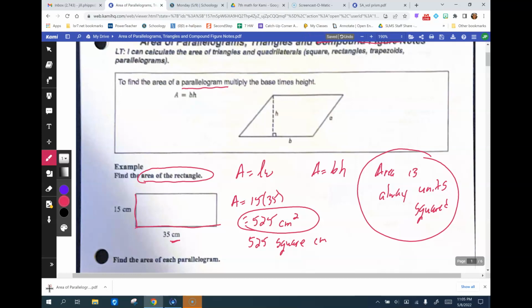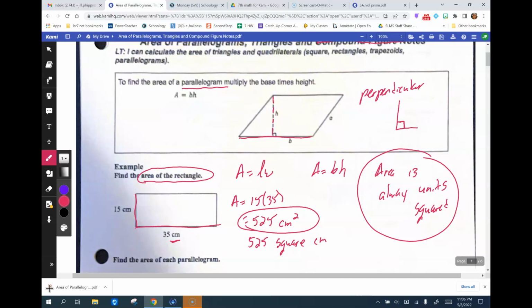So area of a parallelogram is you're going to take the base times the height. Now this height is an important concept, and you'll see this a lot in geometry. This height is the segment that is perpendicular. Hopefully you all know what perpendicular is. Perpendicular means that it forms a right angle, a line that intersects and forms a 90-degree angle.